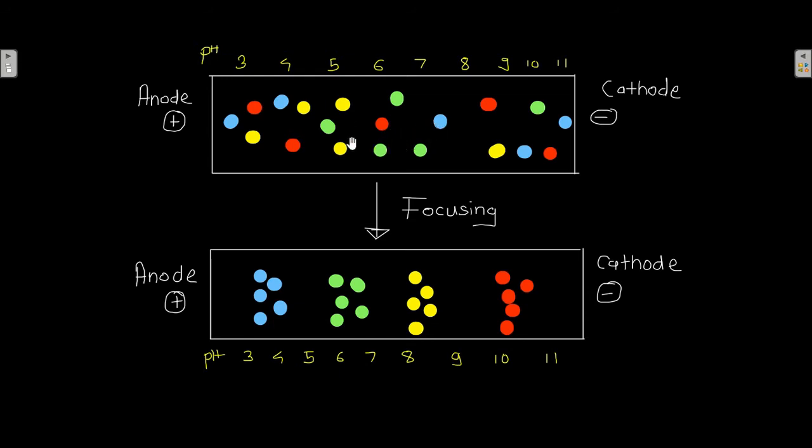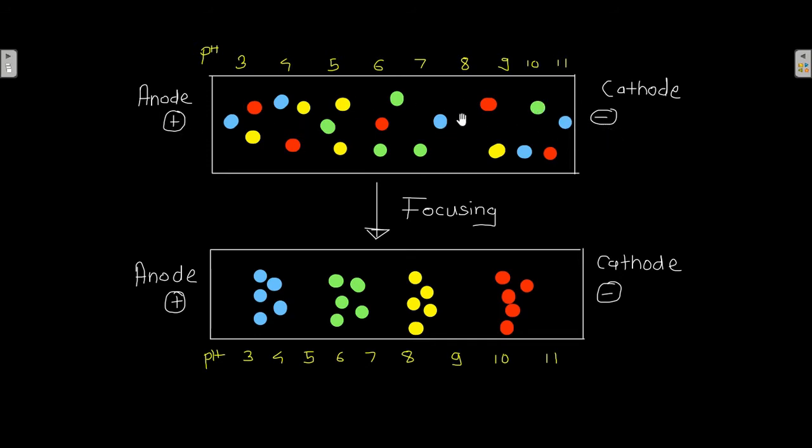Now this pH gradient which you are observing here is formed by the ampholyte molecules under the influence of the electric field. At the anode you have acidic pH, and at the cathode you have basic pH. So from 3, the most acidic, the pH goes up to 11, the most basic, and it starts from the anode and goes up to the cathode.